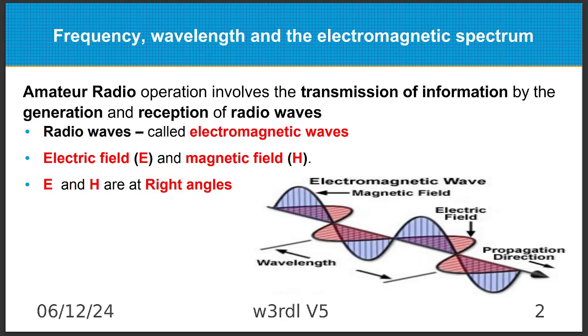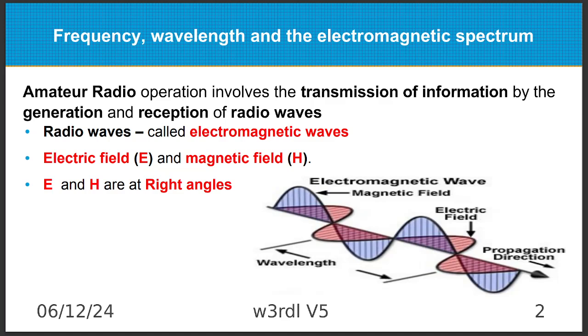All right, amateur radio operation involves the transmission of information by generation and reception of radio waves. People here probably already understand this. You've got a radio over here and a radio over here, and the way you reach between them is by transmitting waves. One of them transmits, the other receives them, and then they have to be processed. Once the radio collects them on the antenna, they have to go through certain processing.